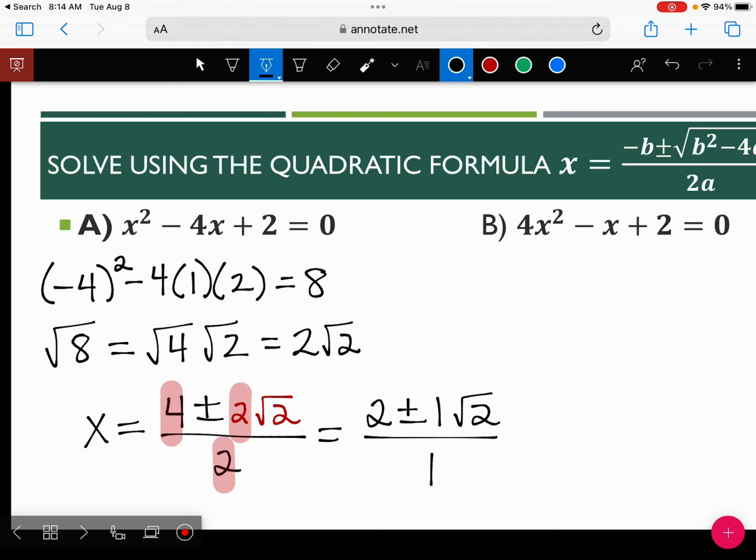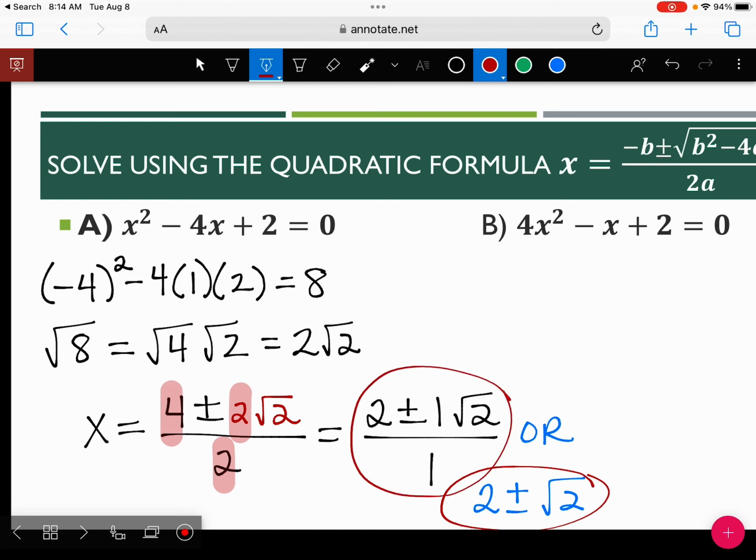Now, when you divide by 1 or multiply by 1, you don't necessarily need to put that. So this 1 does not need to be there. Dividing by 1 and also multiplying the square root of 2 by 1 does not need to be there. So I would also accept this answer for full credit. This is the better answer, but technically, I wouldn't mark you wrong if you gave me either one of those.